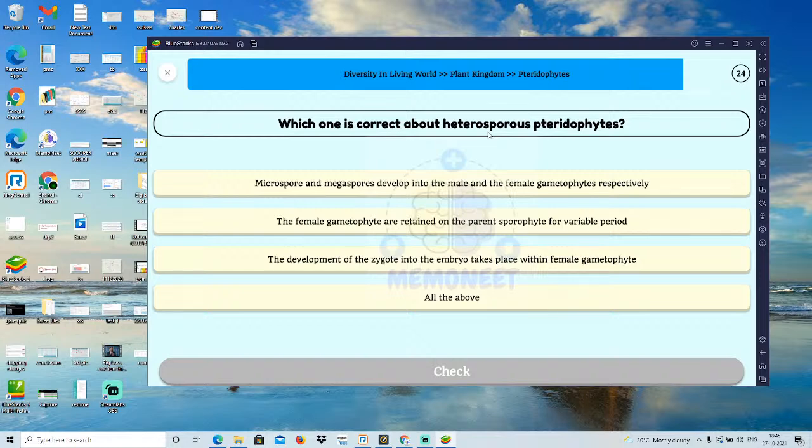Okay. So which one is correct about heterosporous pteridophytes? Microspores and megaspores develop into male and female gametophytes respectively. Yeah, true. The female gametophytes are retained on the parent sporophyte for a variable period. True. The development of the zygote into the embryo takes place within the female gametophyte. True. All the above.